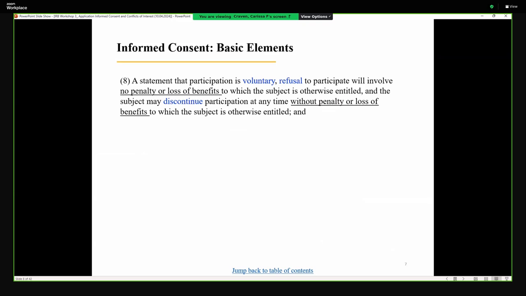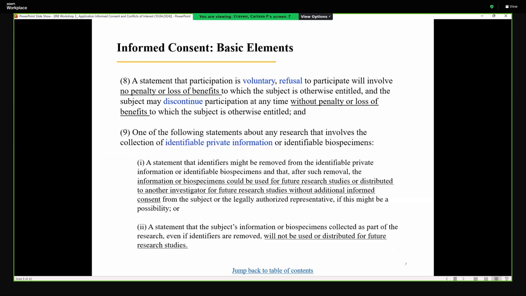There are 9 basic elements, so we're almost there. They need to know that it's voluntary. They do not have to participate. They can refuse at any time with no penalty, with no loss of benefits. And if they start and they've consented, they can still stop. They can discontinue at any time without penalty or loss of benefits. And then the last only applies if you are collecting identifiable private information or biospecimens.